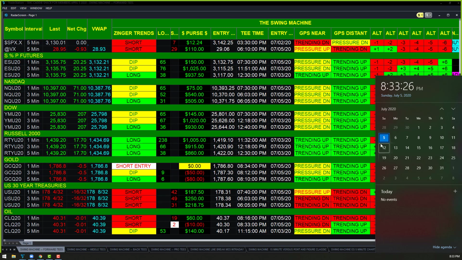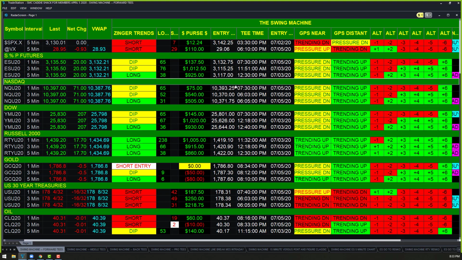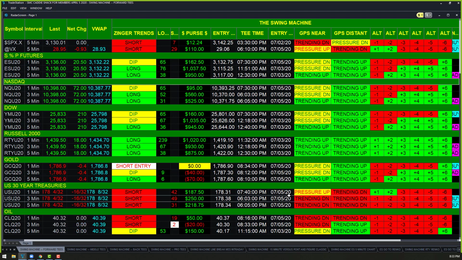It is July 5th and you're looking at what we call the swing machine. I wanted to share with you my trading plan for the week. Now people talk about having a trading plan, but they never really show you, do they? Do they really show you what their trading plan is? I'm going to show it to you in under 10 minutes because that's all I have on YouTube.